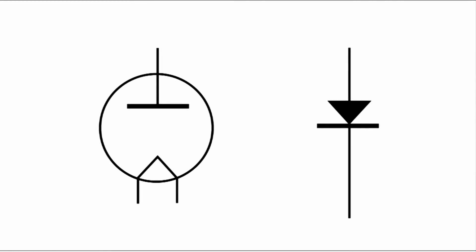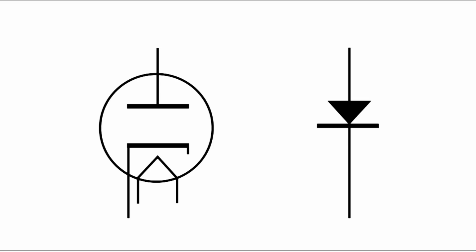This is a drawing of two rectifiers. The one on the left is a vacuum tube rectifier, and sometimes it will have another element in it. And the one on the right is a solid-state rectifier.